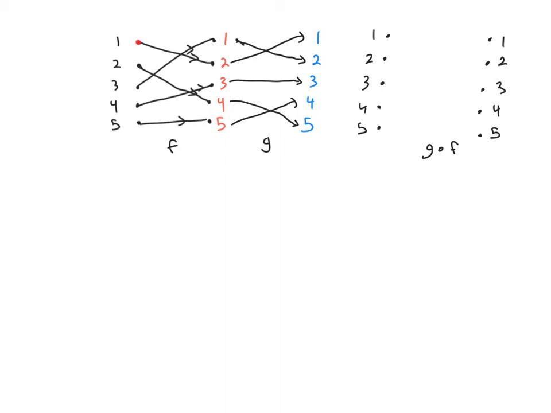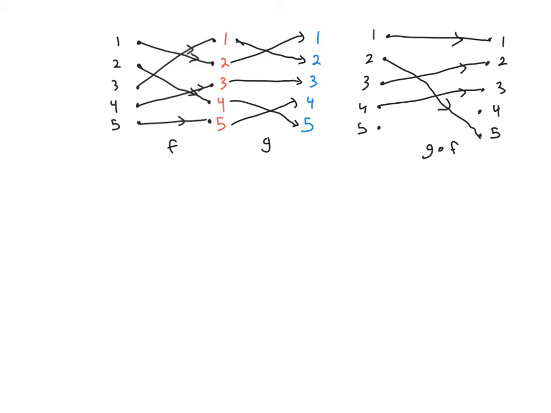But we see, what does 1 do? 1 gets sent to 2 and then back to 1. So we see that 1 is sent to 1. 2 gets sent to 4, which gets sent to 5, so 2 is sent to 5. 3 gets sent to 1, which gets sent to 2, so we see 3 goes to 2. 4 goes to 3, which goes to 3, so 4 goes to 3.